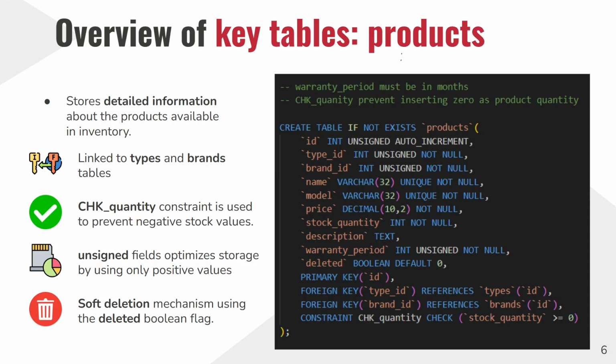This table also uses a soft deletion mechanism through a deleted column, allowing us to mark records as inactive instead of removing them permanently from the database, which helps maintain historical data.